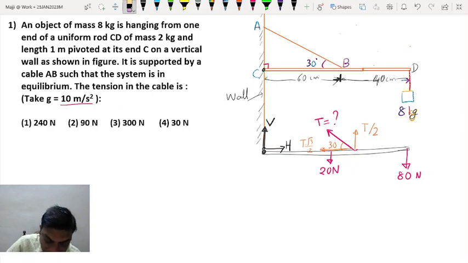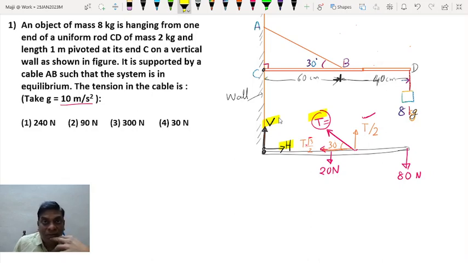So I have replaced this tension of the cable with the help of its two components, horizontal and vertical components. Now, if we consider the horizontal equilibrium and vertical equilibrium, then we'll have only two equations. Whereas, as you can see, there are three unknowns. What are they? We don't know T, we don't know H, and we don't know V.